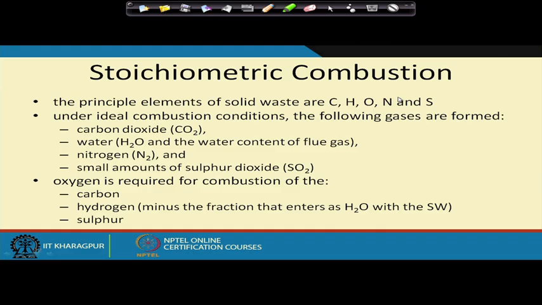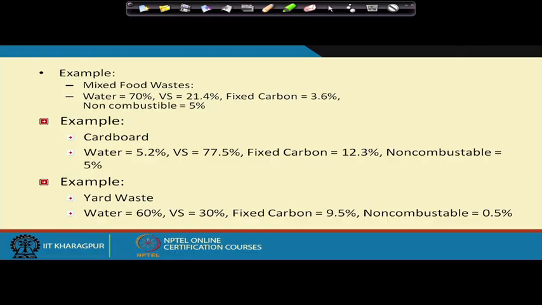So I think we stop at this particular point for this video, and in the next video we'll continue with how to do those stoichiometric calculations and all that.